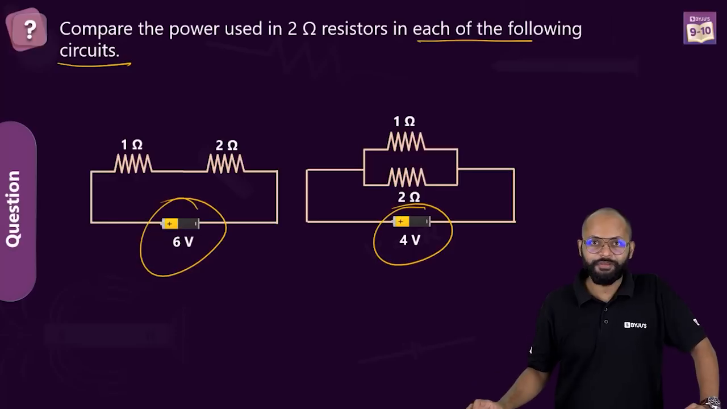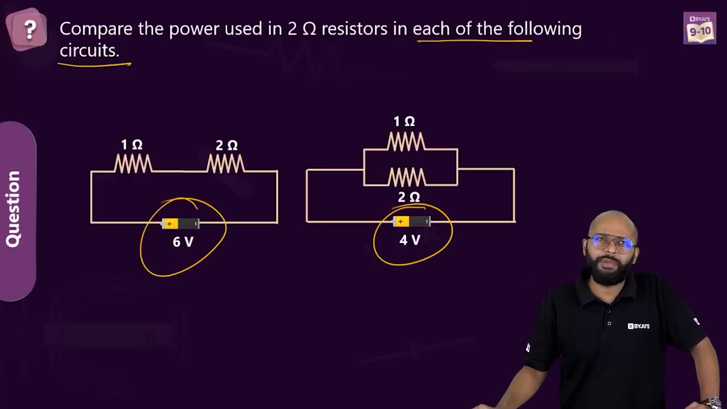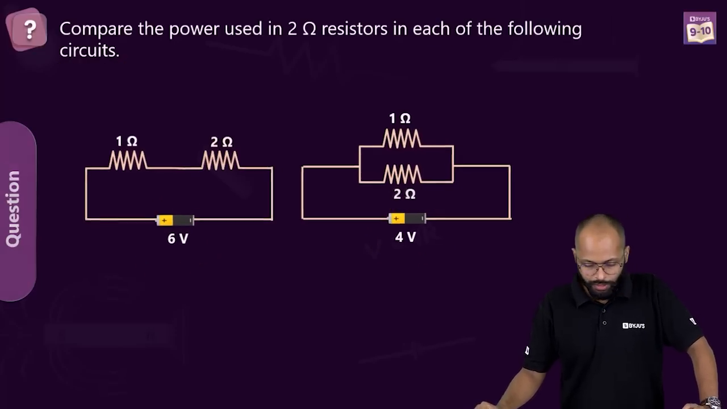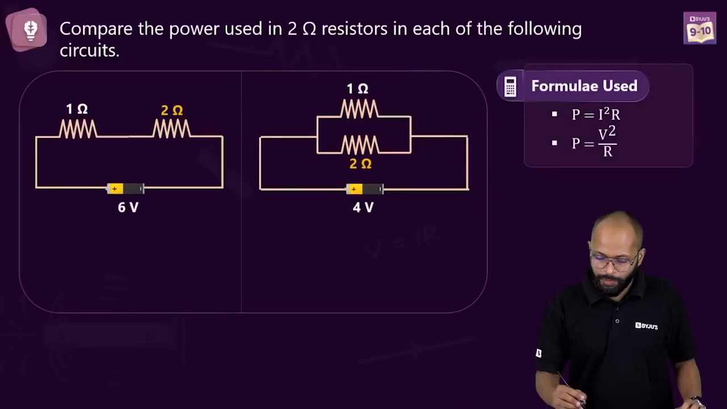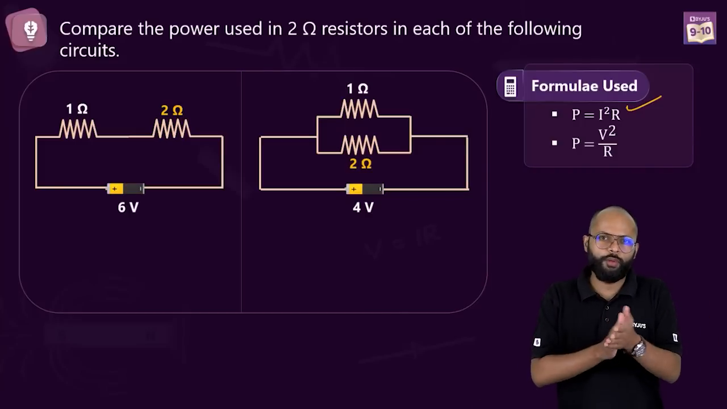Now the confusion begins, no? In series, we have always used I square R. In parallel, we have used V square upon R. But not sure why. Don't worry, I'll tell you. See, you will use I square R or V square upon R. You have two formulas, right?